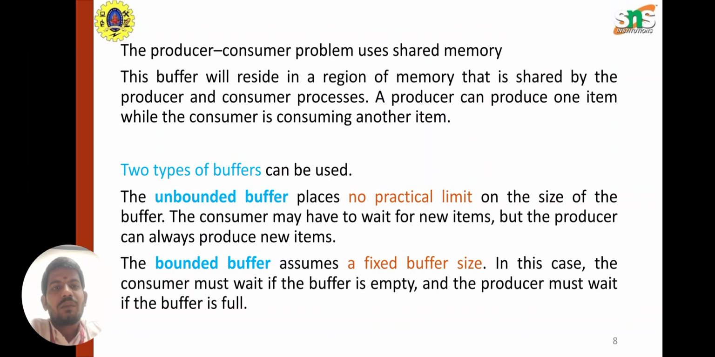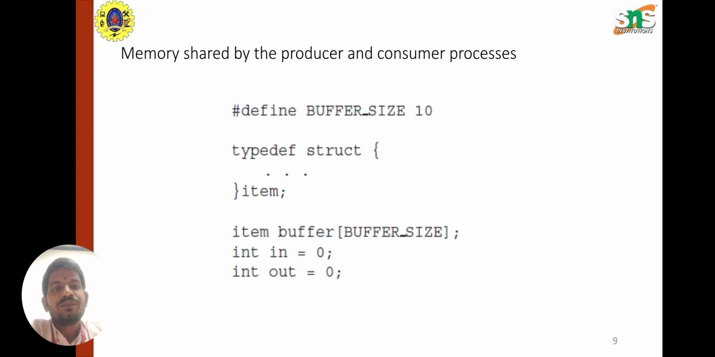Two types of buffers can be used. The unbounded buffer places no practical limit on the size of the buffer. The consumer may have to wait for new items, but the producer can always produce new items. The bounded buffer assumes a fixed buffer size. In this case, the consumer must wait if the buffer is empty, and the producer must wait when the buffer is full. Memory shared by the producer and consumer processes: if we have a buffer size of 10, the typedef struct keyword is used for defining the buffer, and we have in and out equal to 0.